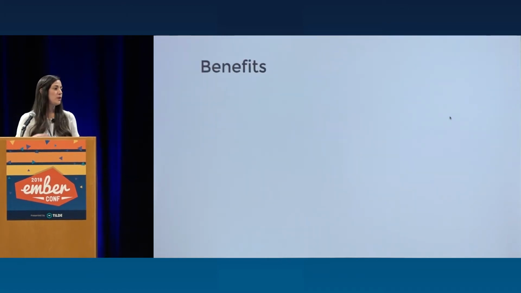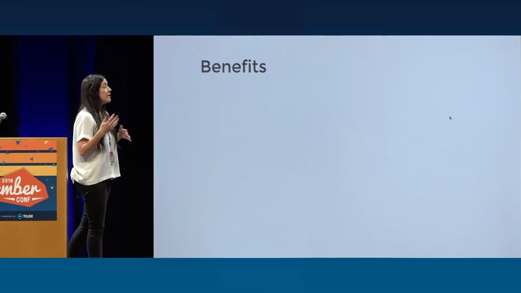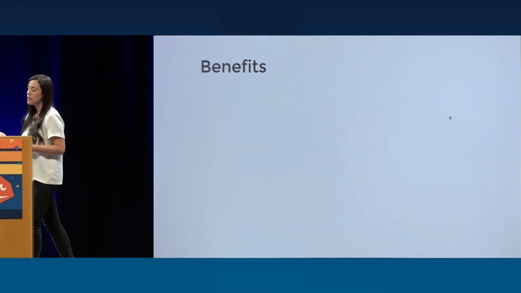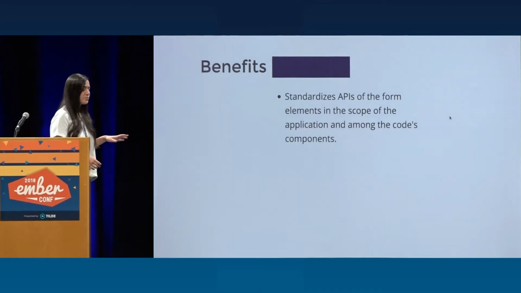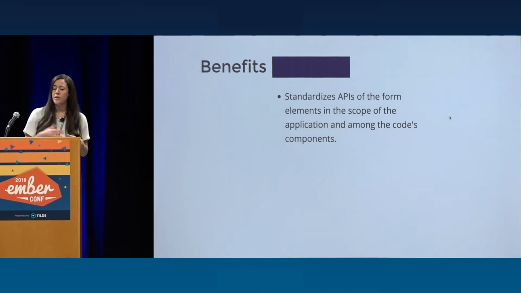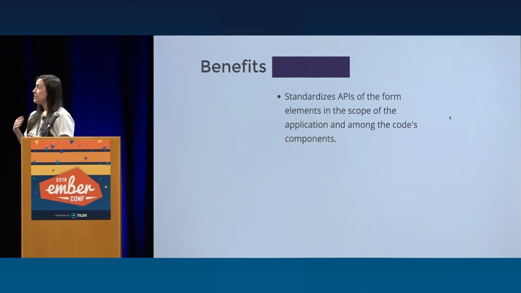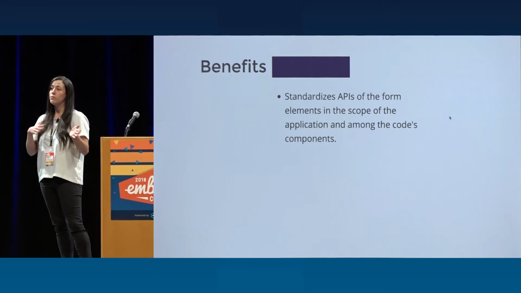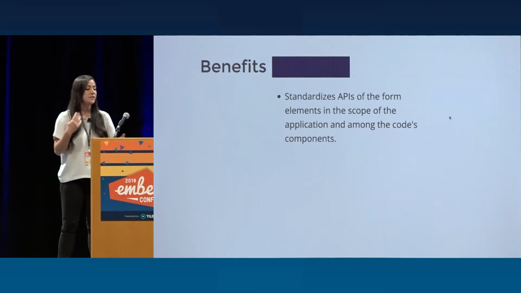So what are the benefits of doing this? We don't save a lot of line space, and some would actually argue that being explicit in the parent component is better. I understand that argument, but as far as the benefits go, we're standardizing our API of the form elements in the scope of the application and among the code's components. We have the same input that we're using for all of our text fields. So we've said, OK, we're going to use label tags, and we're not going to use divs or paragraph tags. We're using label tags, and then we're going to use the input helper. And so we've standardized that API.